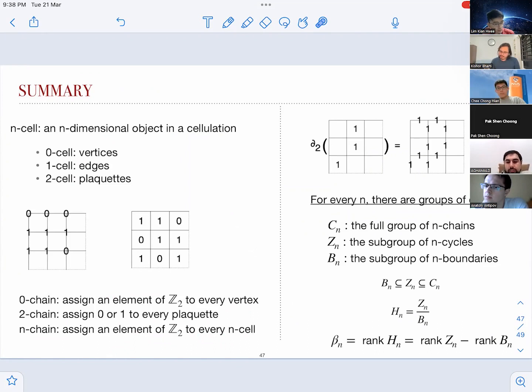And then we talked about this boundary operator, which gives you the boundary of your chain. And so we had the Cn, the full group of n-chains, Zn, the subgroup of n-cycles, Bn, the subgroup of n-boundaries. And we have this inclusion relation that every boundary is a cycle and every cycle is a chain, but the other way around, not generally. And you can quotient it.